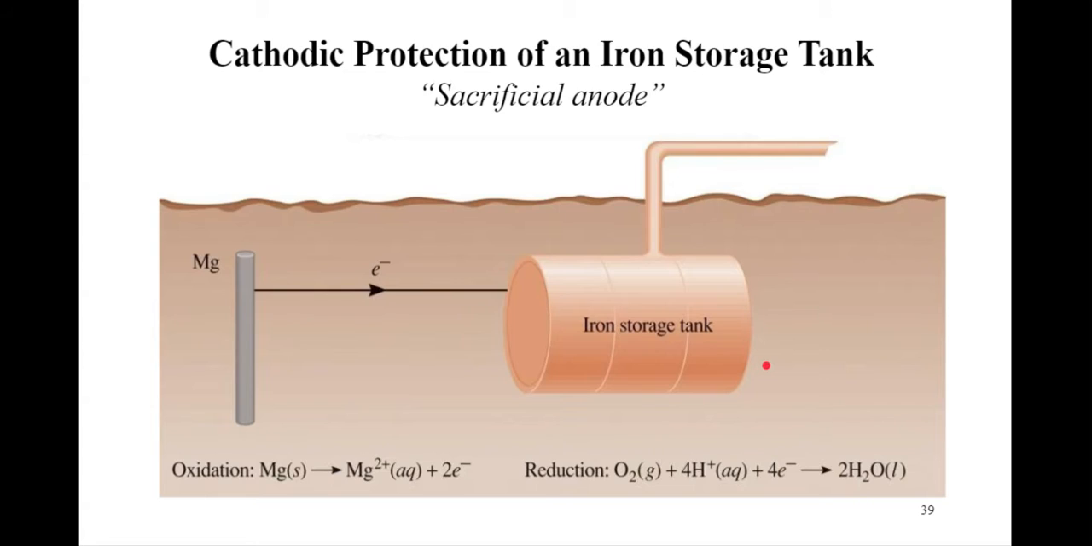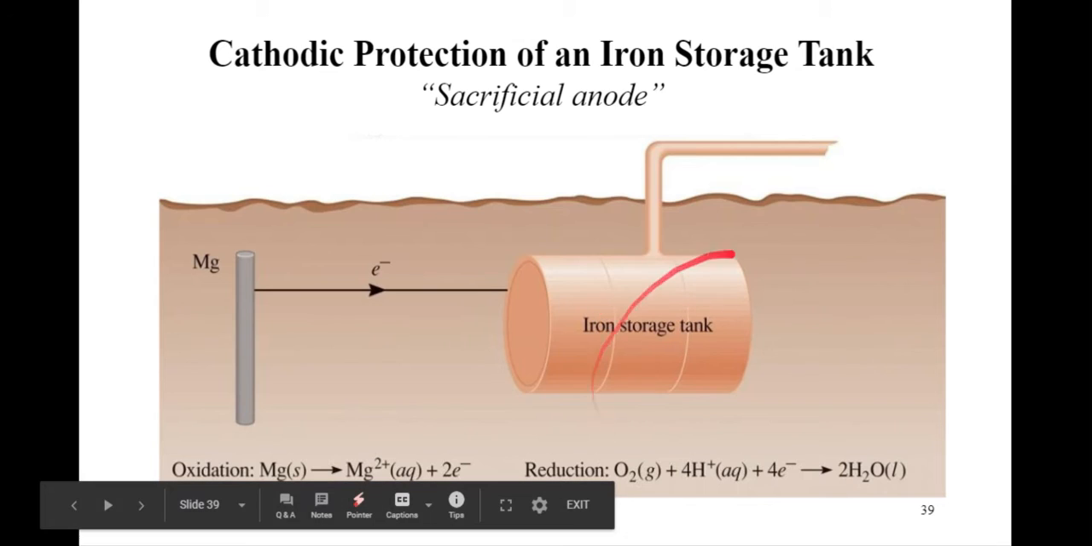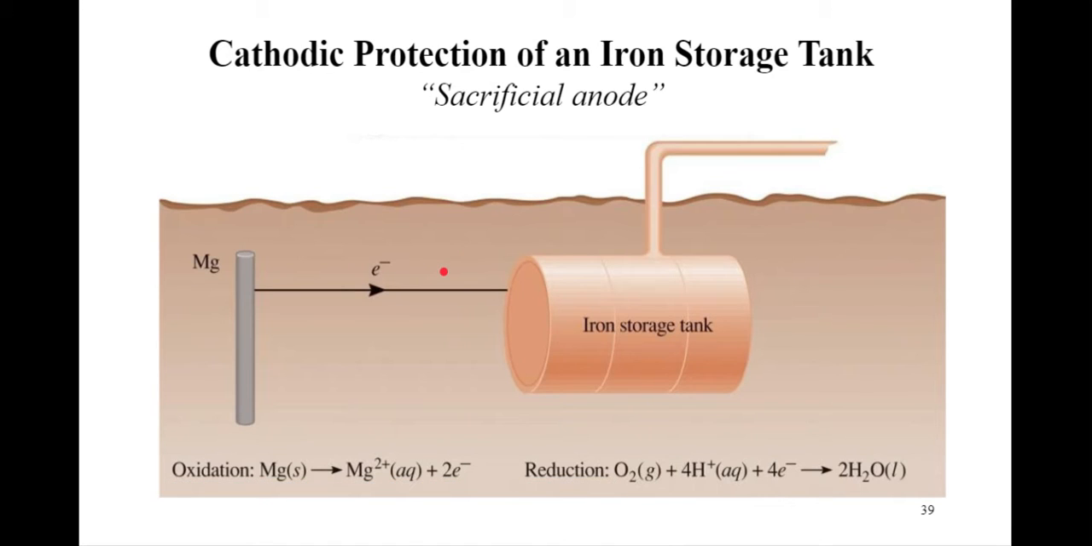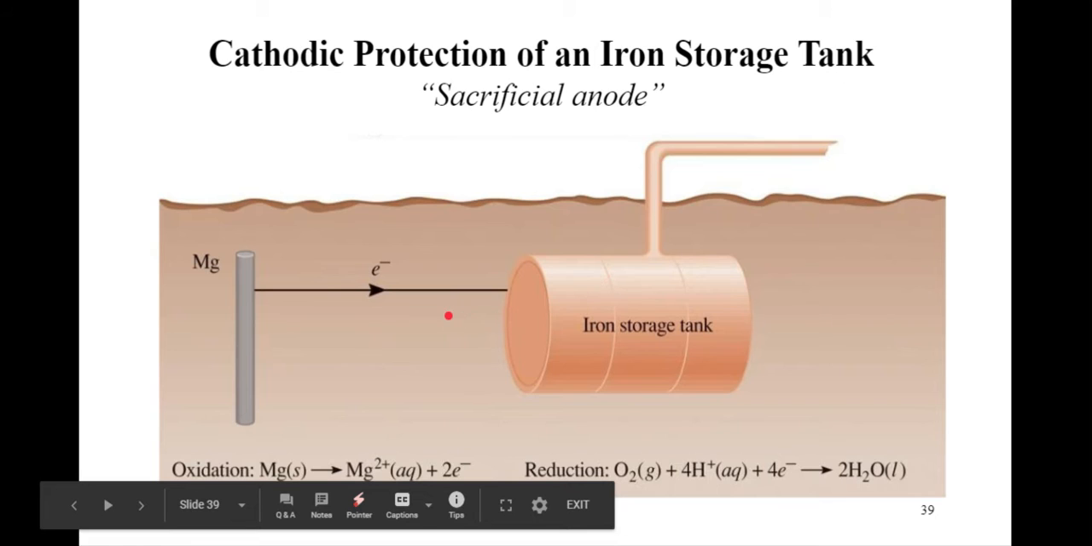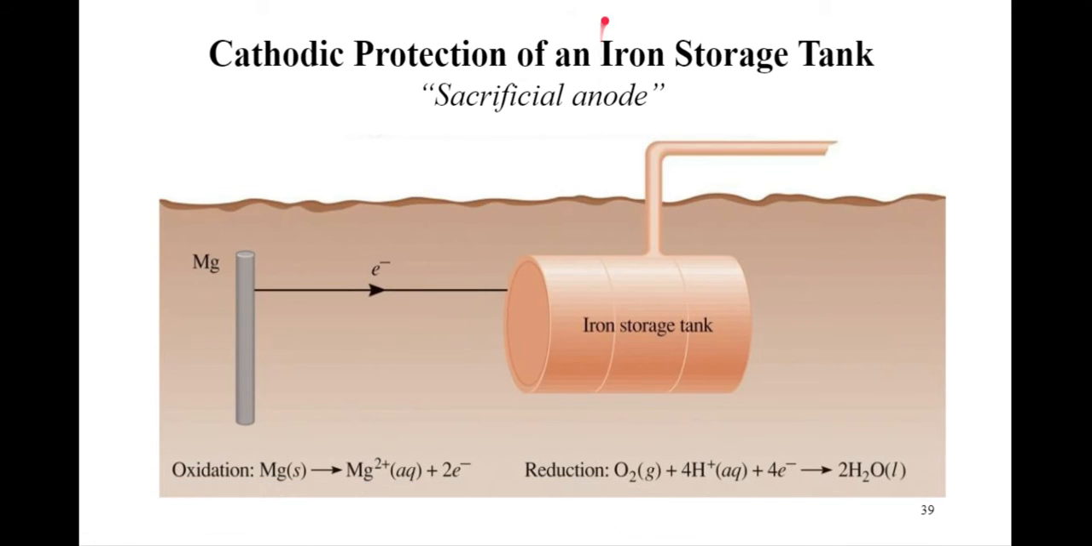Another one, I've always liked this. If you need to store something underwater, here's an iron storage tank. Well, if you just leave that out over a couple years, this thing is going to corrode and you'll end up with holes and then it's trash. And so all you've got to do is attach another metal that has a higher reduction potential. And this is a sacrificial anode.